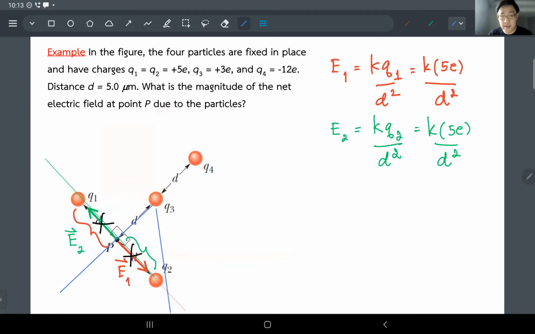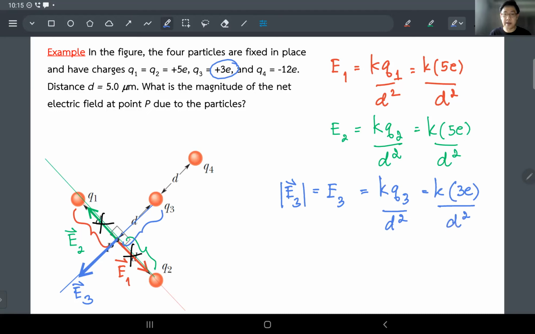So the value of this one is what? K times the charge Q3, divided by the separation from the charge to the point of calculation, which is still D anyway. So you just put D squared there. Just do one more step of substitution. K, Q3 is 3 times the electronic charge, over D squared. Just keep it there. Now the last one, guys, it's the Q4.